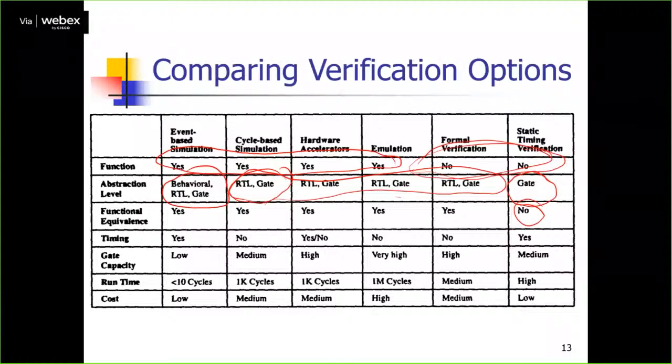The timing will be checked only with event-based simulation, the hardware accelerator and STA. The other parameters will not check for any timing, because those are bounded values and the other three are non-bounded values. So that's why we will not check for that. The gate capacity will be very high at formal and accelerator end, and very high at the emulation end, because there you look at more factors for those values.